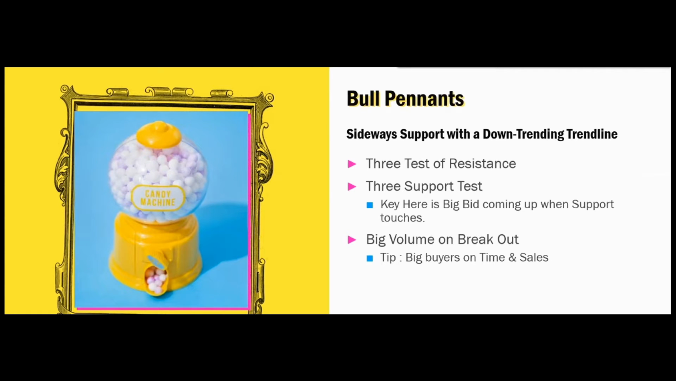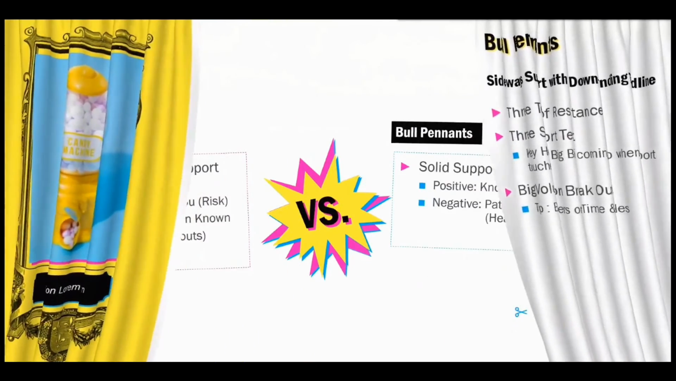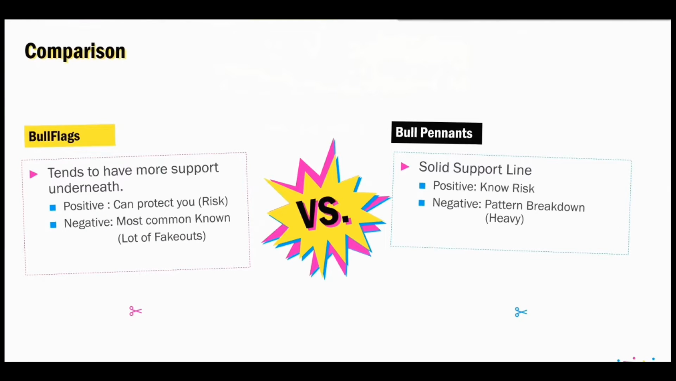Just as well as the bull flag, you want to see big volume on the breakout, big buyers stepping up on the time and sales. So the comparison, which one's better? I don't really necessarily think that one is better or one is worse. Now they all have positives and negatives.